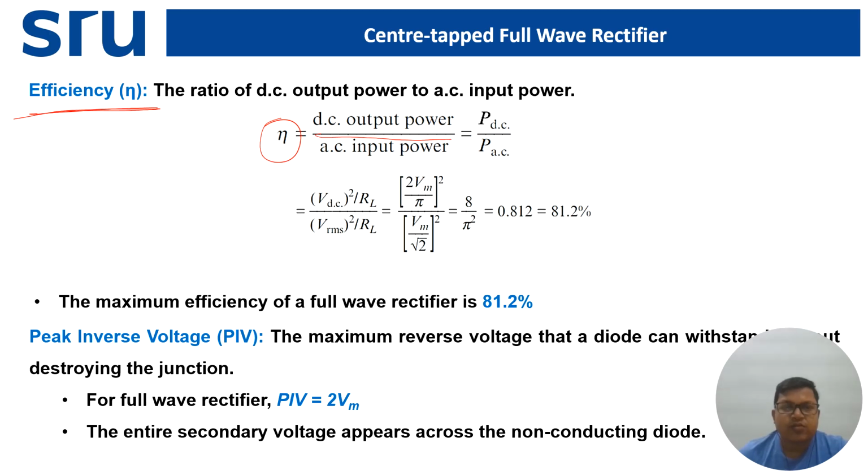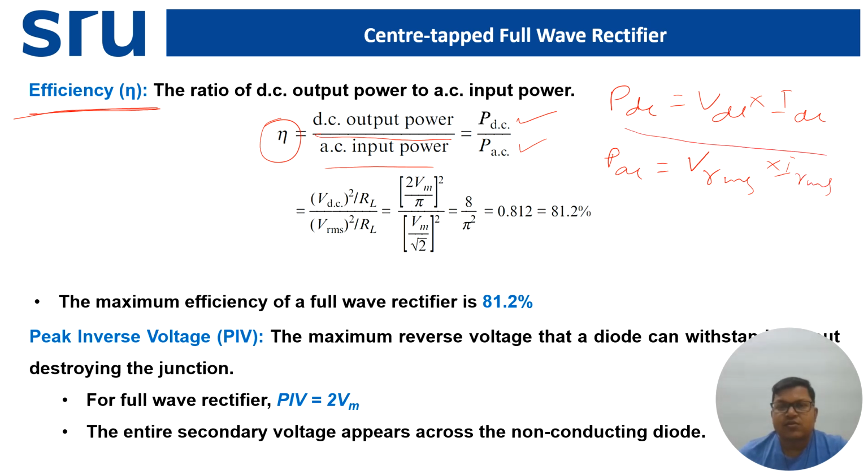and this will be the DC power output divided by the AC input power. This is denoted by PDC, and this by PAC. How will we get PDC? PDC is equal to VDC multiplied by IDC, whereas PAC is equal to VRMS multiplied by IRMS. These two equations we will follow, and we already know the values of VDC, IDC as well as VRMS, IRMS. We'll simply put in the values.